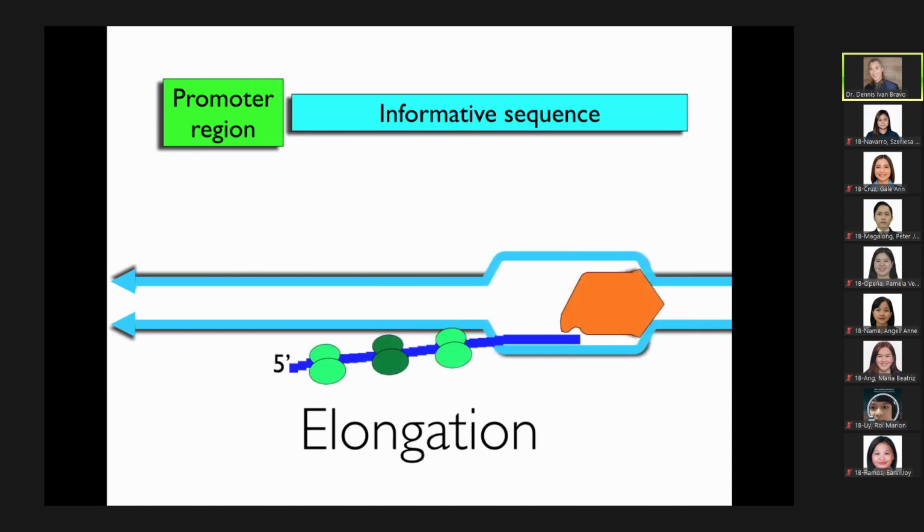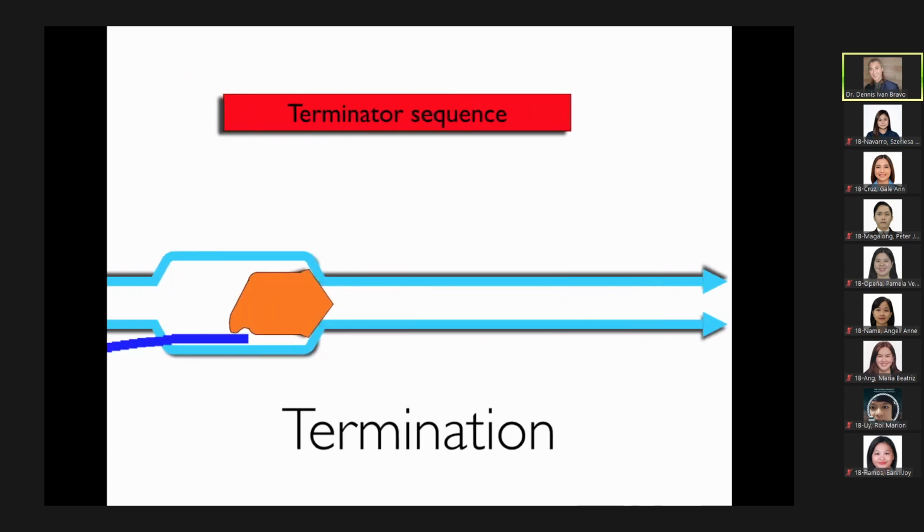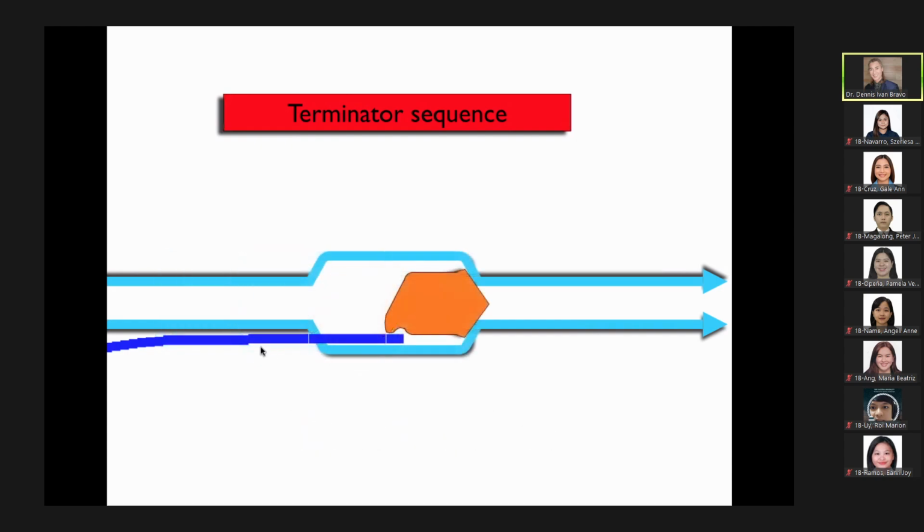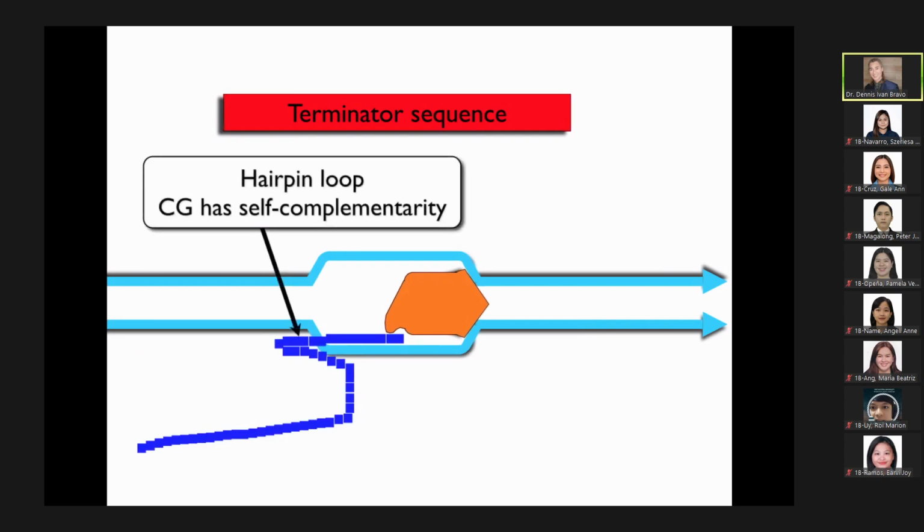So let's imagine that the RNA polymerase has reached the terminator sequence. This will now dictate the endpoint for transcription. So the sequence is GC, so we would expect the complementary sequence to be found on the RNA, CG. The C on the RNA would be attracted to its own G. So it's very much attracted to itself. It will hybridize with itself, forming a hairpin loop because of self-complementarity.